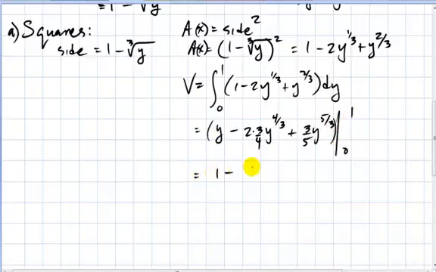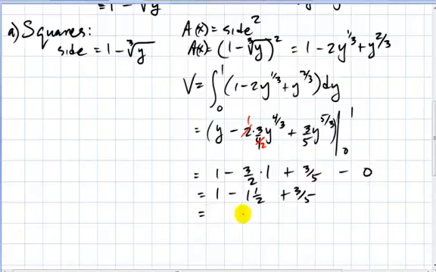What do we get? We get 1 minus, again, this is 3/2 here. You can see it right here. There's 3/2. So 1 minus 3/2 times 1, plus 3/5, and the whole thing evaluated at 0 is 0. So 1 minus 3/2, which is negative 1/2, plus 3/5.